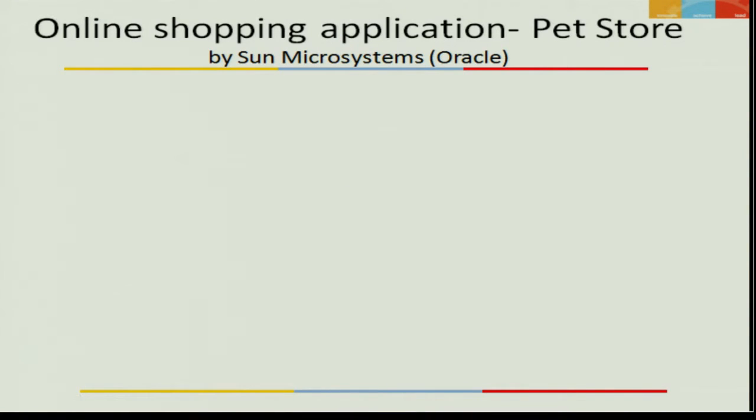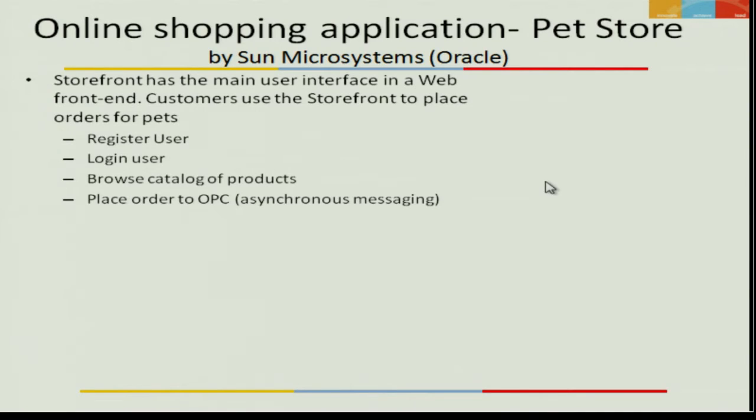So we will start with one example, which is an online shopping application. We call it Pet Store. This was quite popular, and now it is available in Oracle website, created by Sun Microsystems. It actually has a reference architecture for people who want to understand J2EE based application development. So, this could be a good example to illustrate various features of a distributed system and architectural elements.